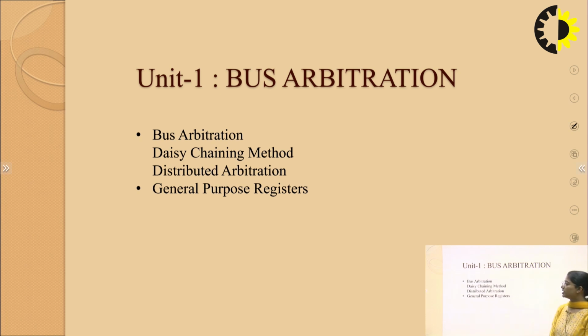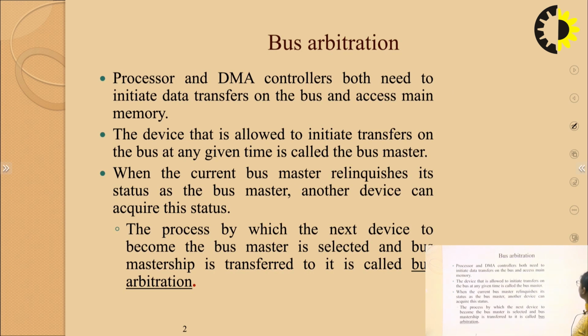So today we will study bus arbitration, the daisy chaining method, and distributed arbitration. Basically, the daisy chaining method and distributed arbitration are types of bus arbitration. Next, we will study general purpose registers. So these are the topics that we will study today.